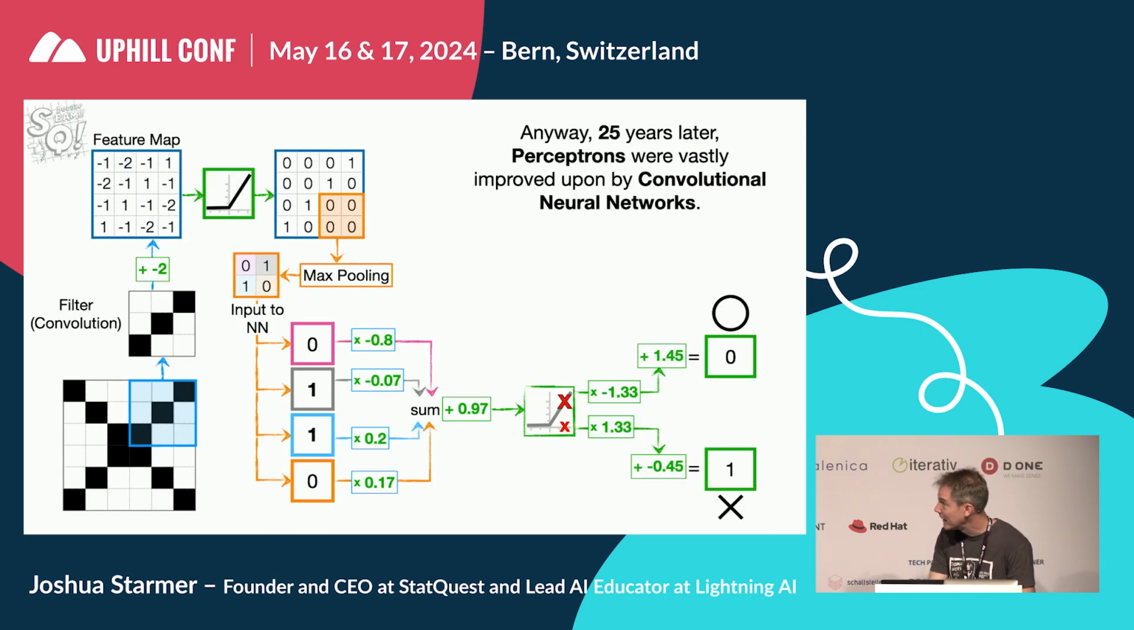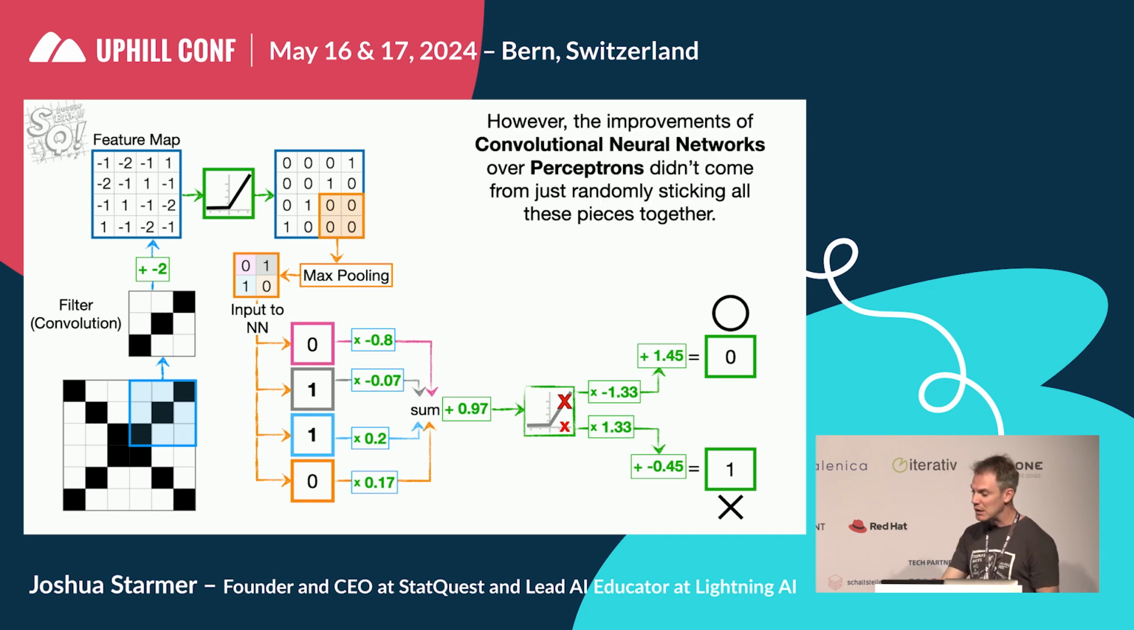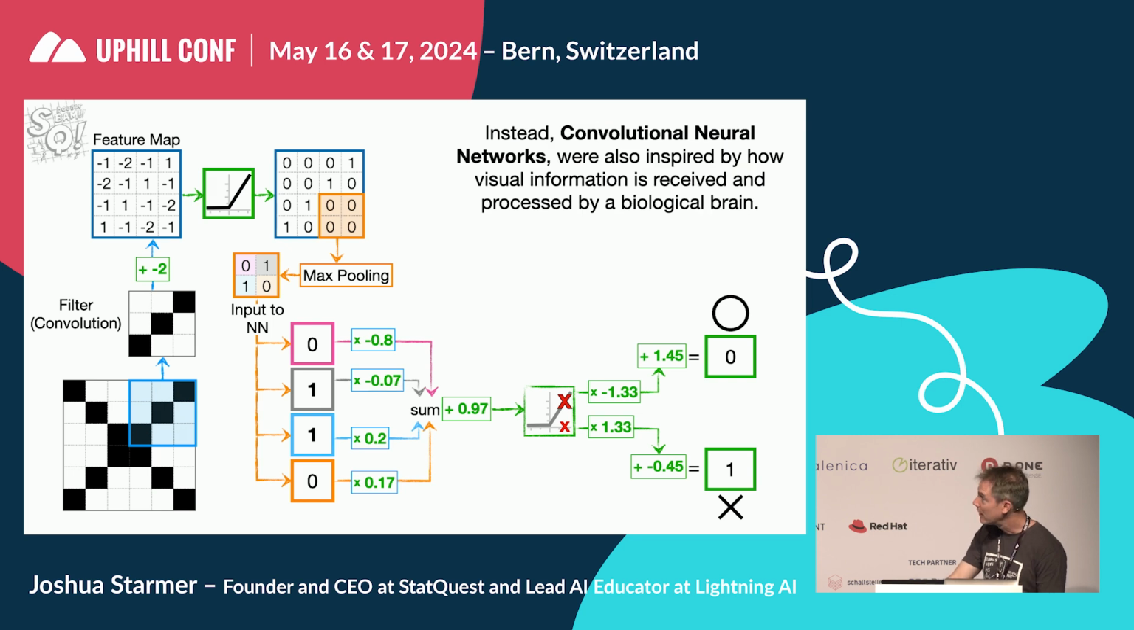Anyway, 25 years later, perceptrons were vastly improved upon by convolutional neural networks. Now, this is a big mess of a diagram, but don't worry about it, because the point is, it might be easy to look at all these pieces and think they were just jumbled together and somehow it worked. However, the improvements of convolutional neural networks over perceptrons didn't come from just randomly sticking together all these pieces. Instead, convolutional neural networks were also inspired by how visual information is perceived and processed by a biological brain.